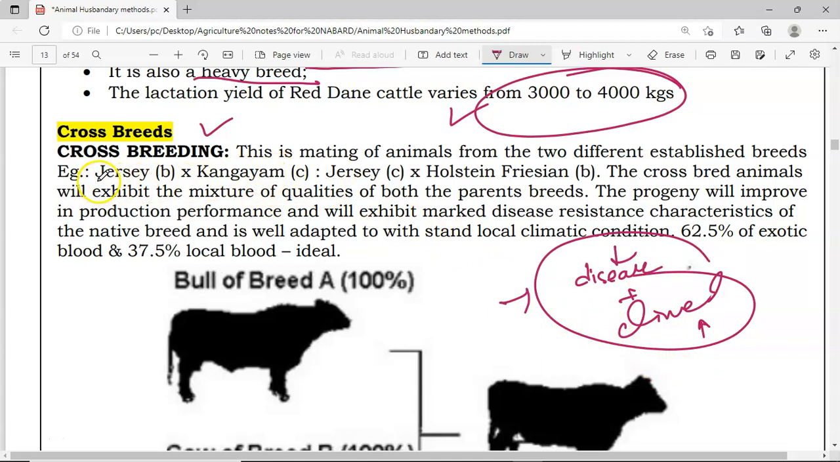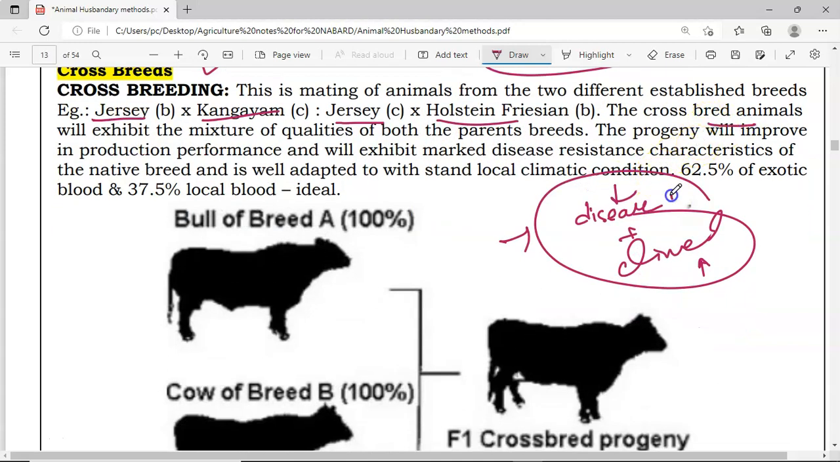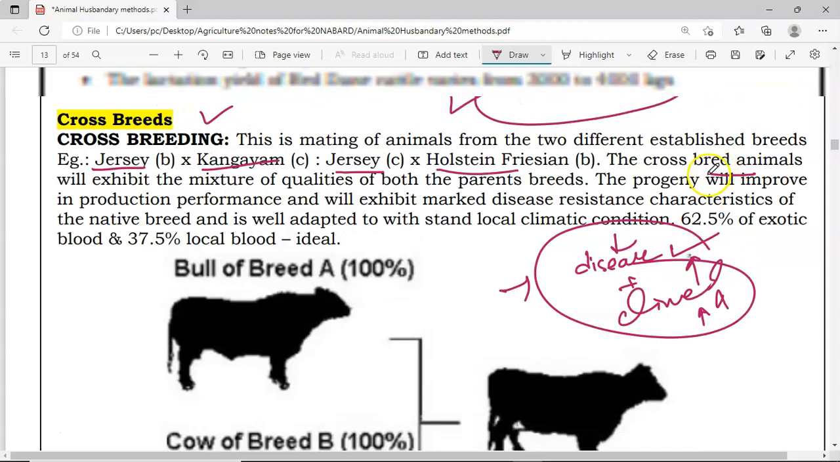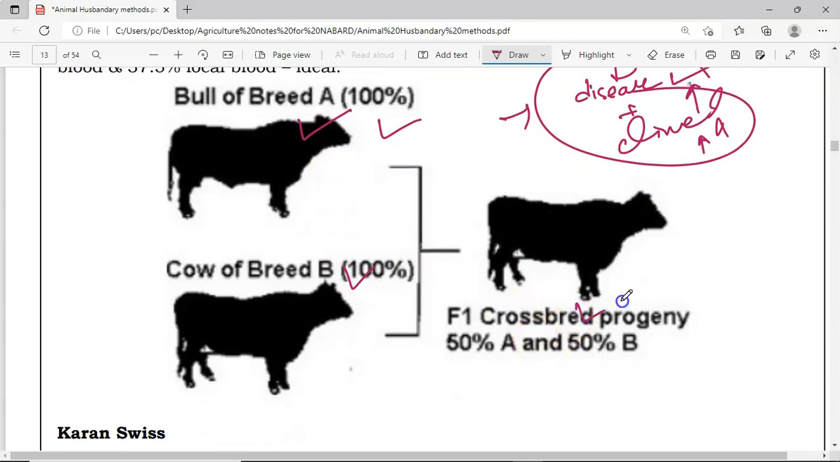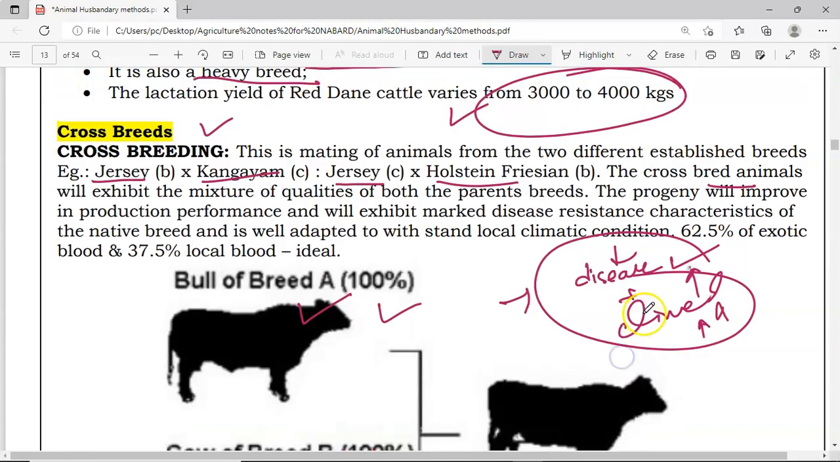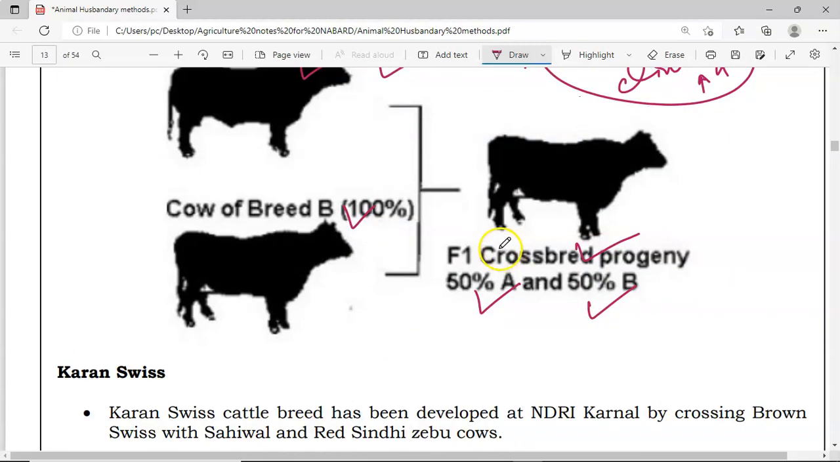Why? Because, for example, first of all, see the example. This Jersey is crossbred with this Kangayam. This Jersey is crossbred with this Holstein. And this crossbreed will increase tolerance to disease and climatic conditions. In this figure, you can see that a bull breed of 100% and a cow breed of 100% will give you the crossbreed progeny of 50% A and 50% B. In terms of blood, 62.5% exotic blood and 37.5% local blood will be the ideal condition for the higher production of this crossbreeding animal.